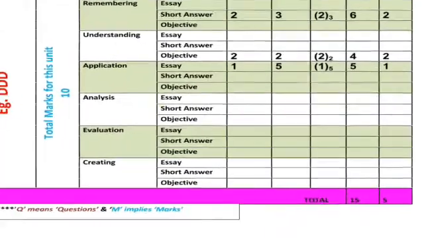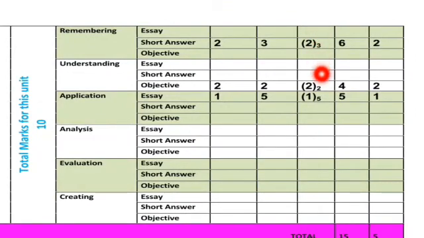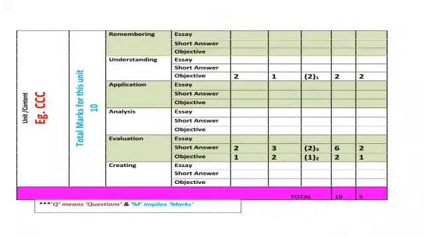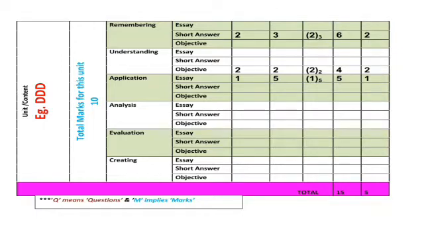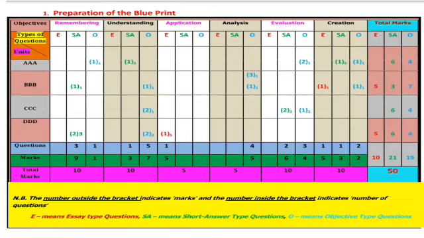Okay, so in this unit 4, you see 2 questions of 3 marks are given for the short answer remembering part. Whereas in the understanding part, 2 objectives, it has touched the objective part, 2 questions of 2 marks. Is that clear? So this is unit wise. I have distributed the marks and the questions. Okay, unit wise. So this is done.